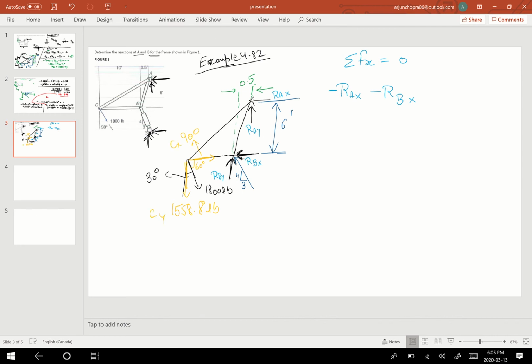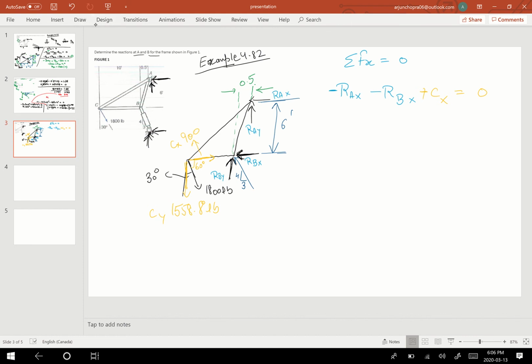Going back to the equation which we were looking at, this is Cx, this is Cy. So minus or plus Cx equal to 0. These are the horizontal forces acting. So another equation, now I'm going to write the equation in the y direction.